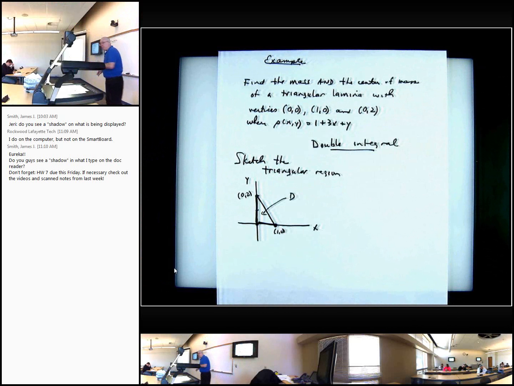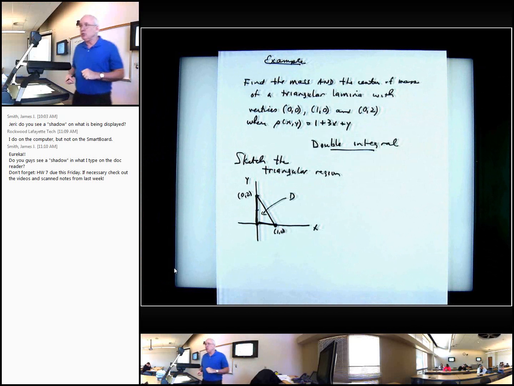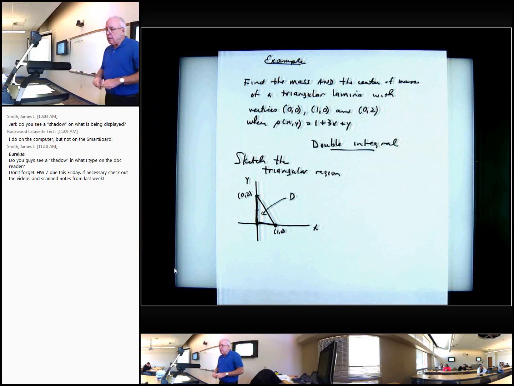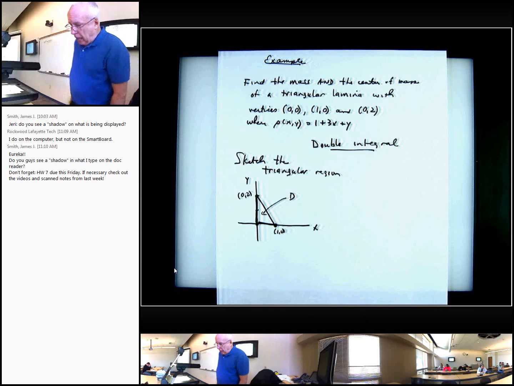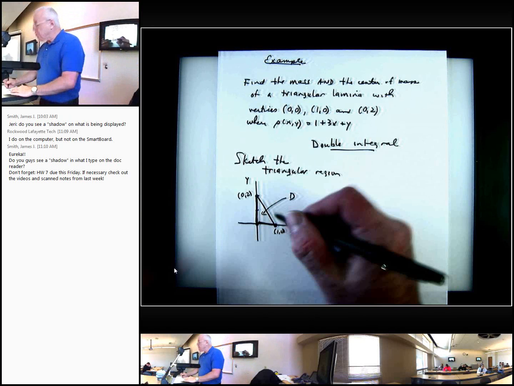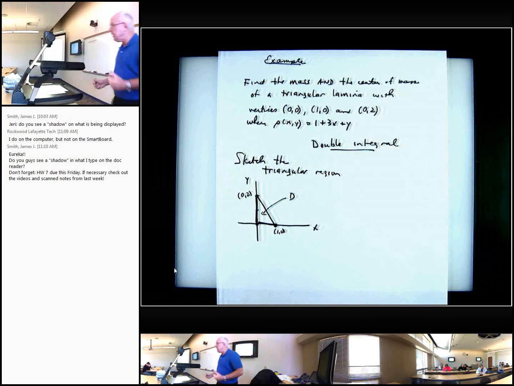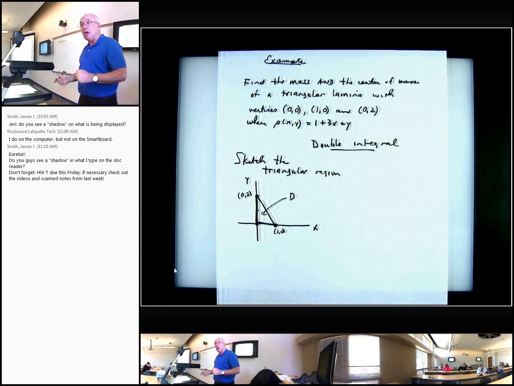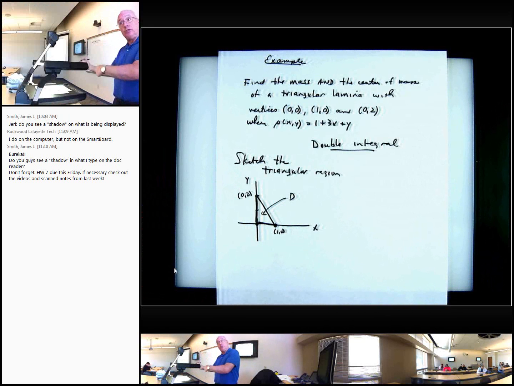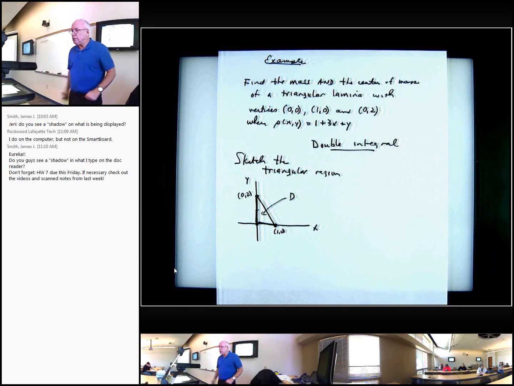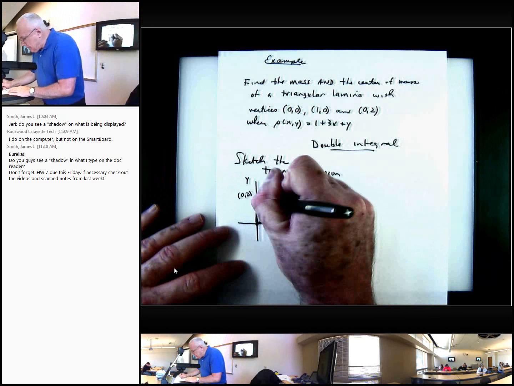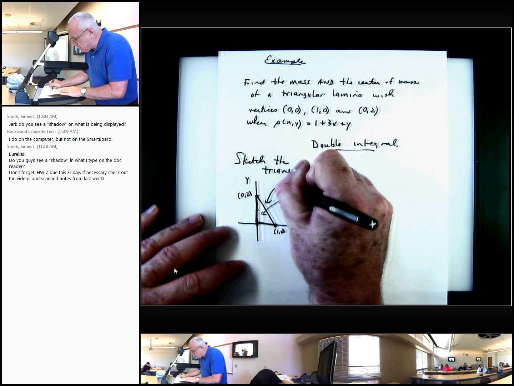We're going to be doing a double integral over this. Now, I'm going to do the integral first with respect to y and then with respect to x. But you could do it the other way also. This is both a type 1 and a type 2 region, so you could do it either way. I need an equation for that straight line.